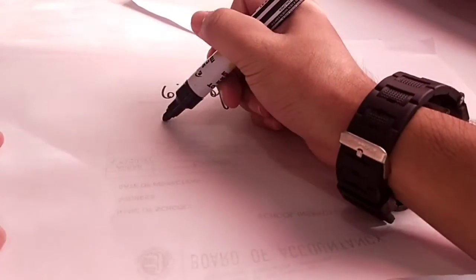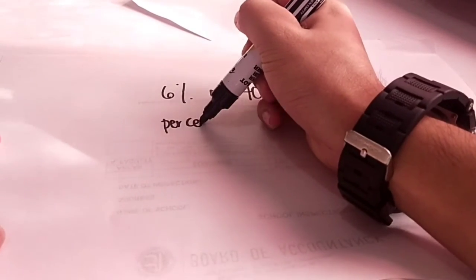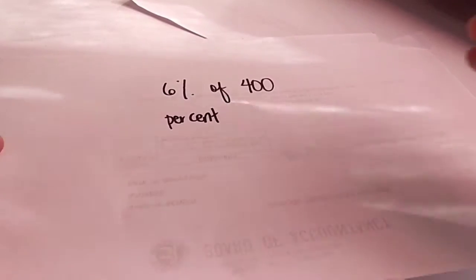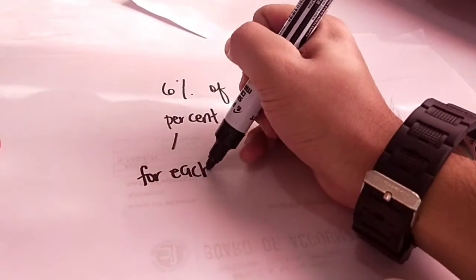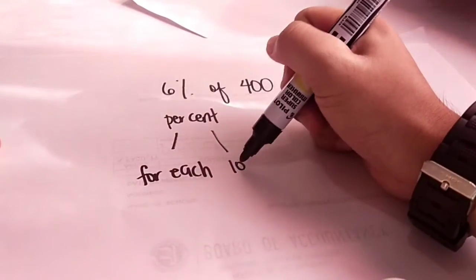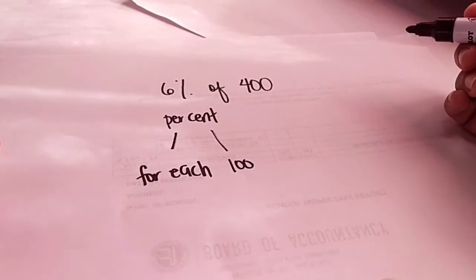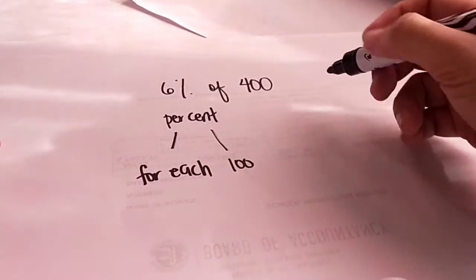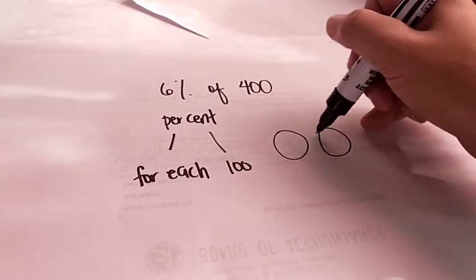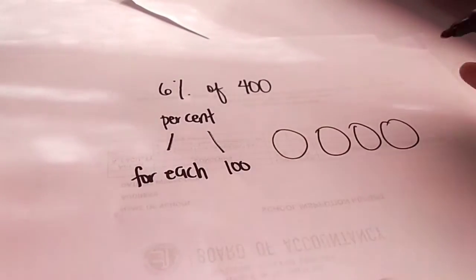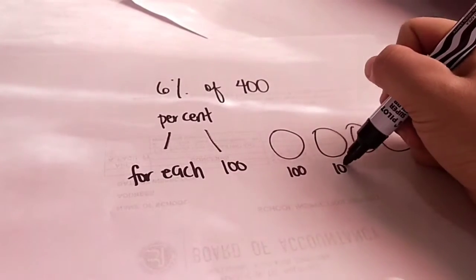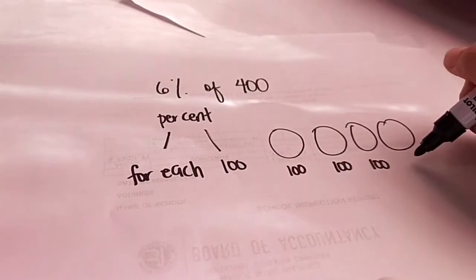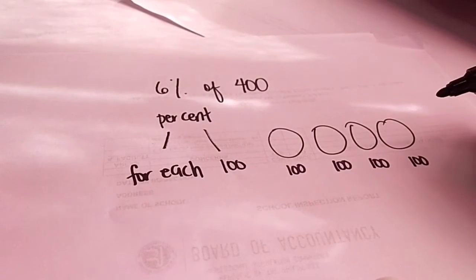First, let's put the word percent here. As we define, per means for each, and cent means hundreds or 100. So in order for us to get 400, we'll just draw circles, not perfect circles, sorry guys. Let's put 100 here, 100 here, 100 here, and 100 here, for a total of 400.